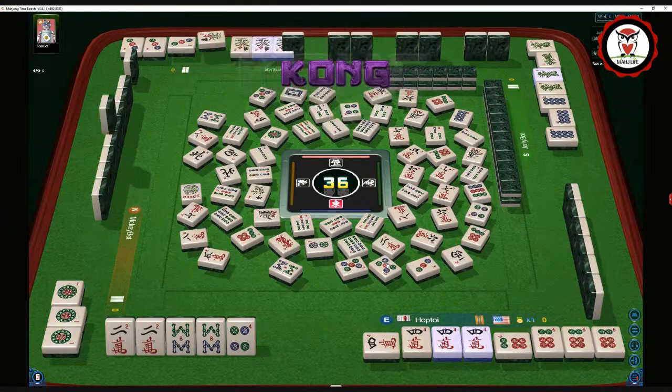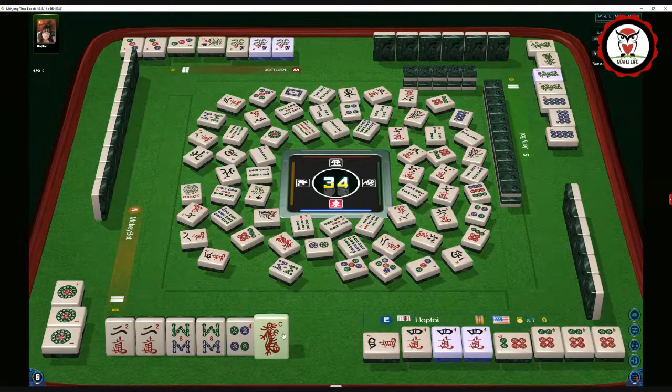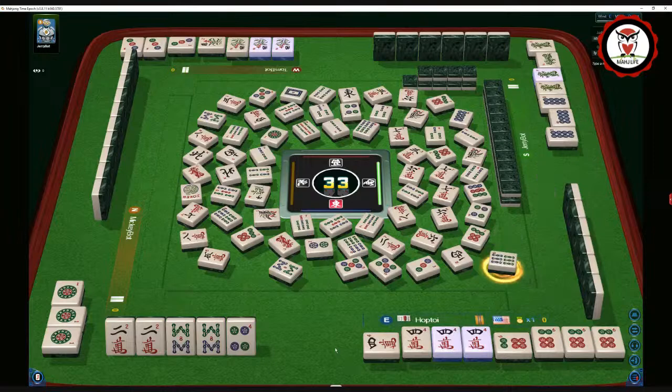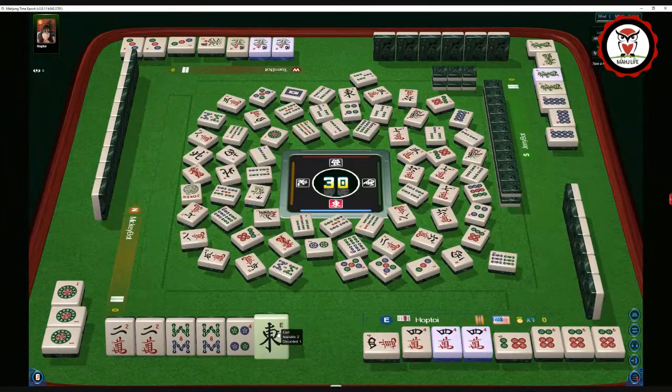Flower. Kong. We got East wind. We need a 4 dot to win. 3 characters. Red dragon. 6 bamboos. 3 bamboos. One of these robots could be keeping a 4 dot, even though based on their exposures, they may not even be able to use it. Like none of these particular hands will use a 4 dot.